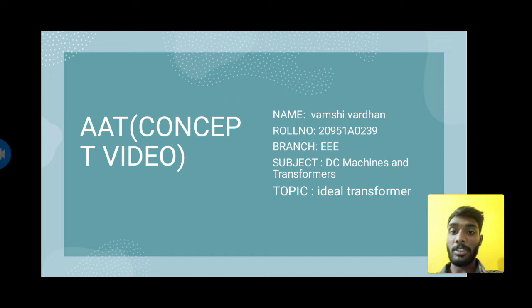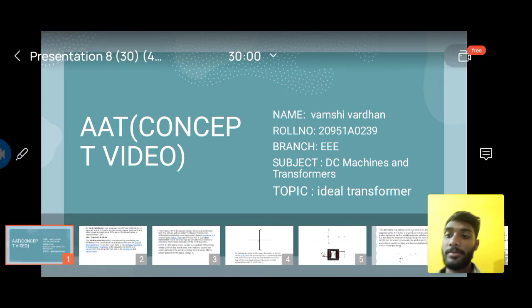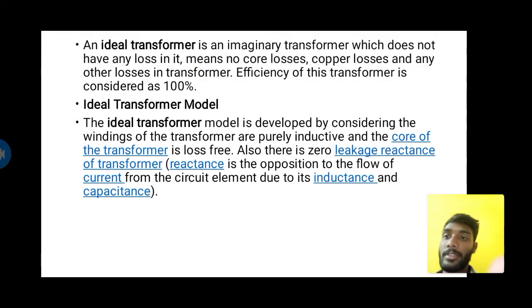Today's topic is the ideal transformer. An ideal transformer is an imaginary transformer which does not have any loss in it, meaning no core losses, copper losses, or any other losses. The efficiency of this transformer is considered to be 100%.